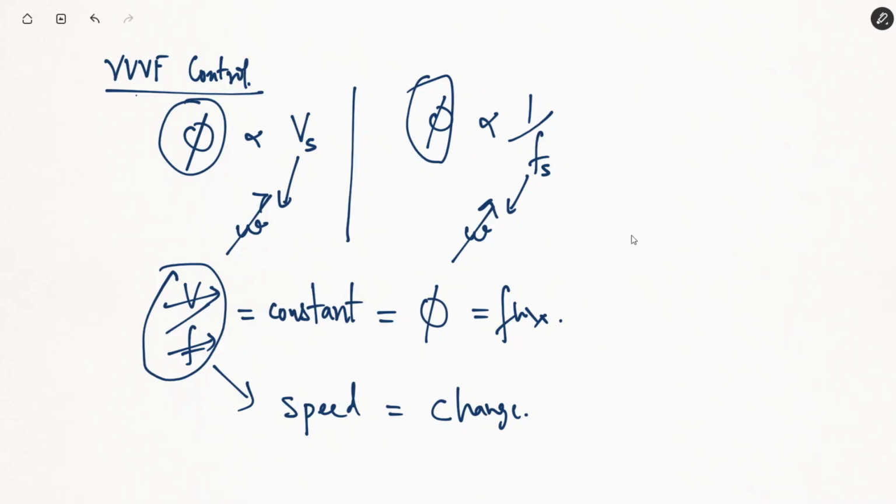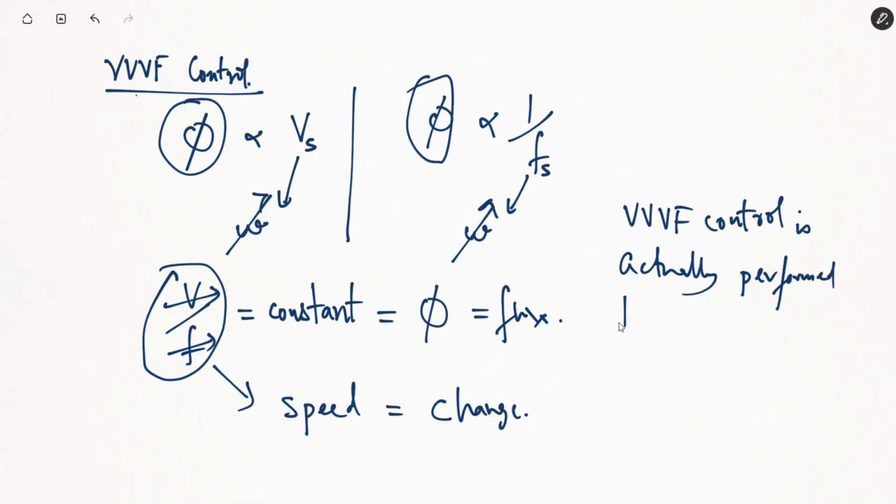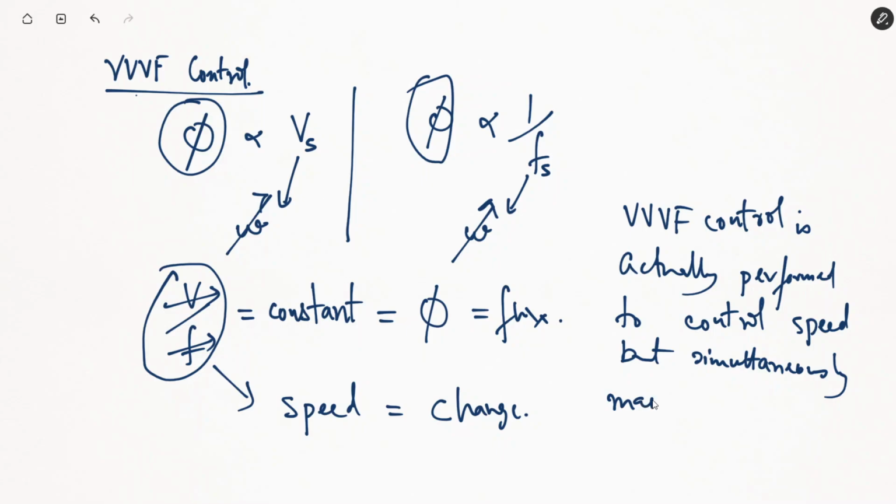So variable voltage, variable frequency control is actually performed to control speed, as speed is directly proportional to both voltage as well as frequency, but simultaneously maintaining the ratio V by F constant such that flux remains constant.